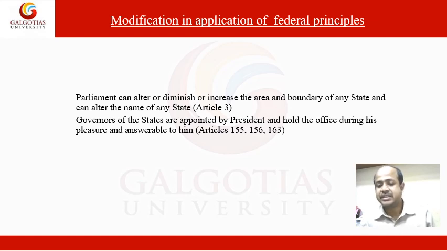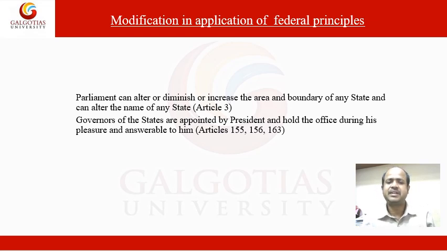Any area of the state can be changed, can be altered. Even the name of the state can be changed and altered by the Union Parliament, which is against the chief characteristics of the federal system. But here it is available. In the Indian Constitution, this power is given to the Parliament. So that's why it is a modification of the applicable federal principle.